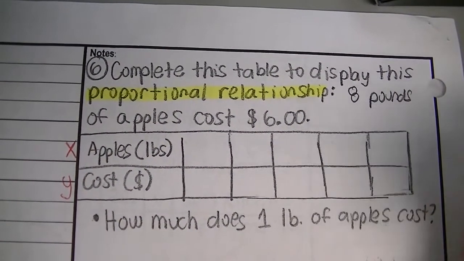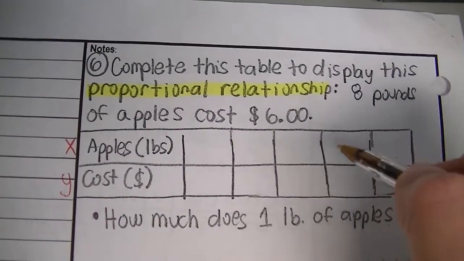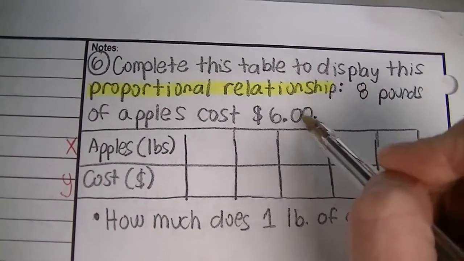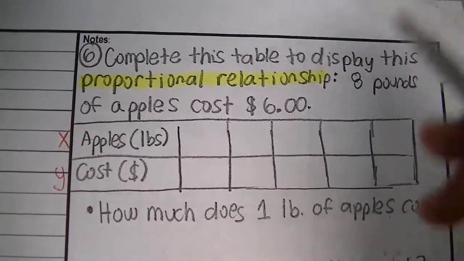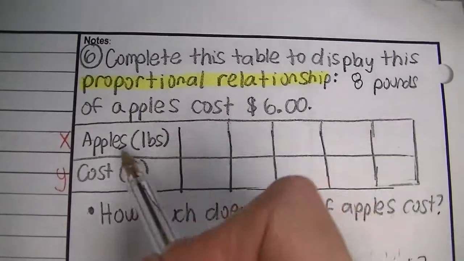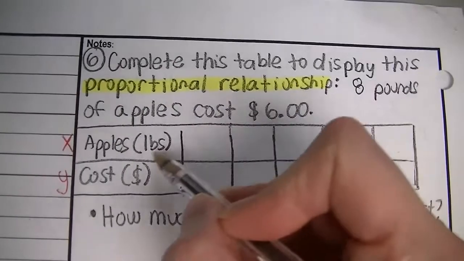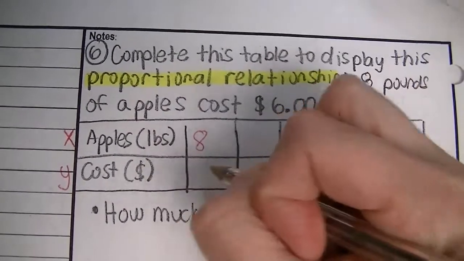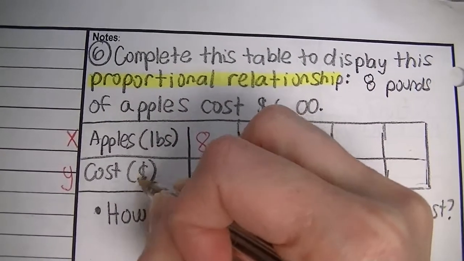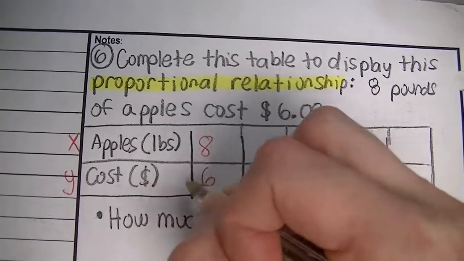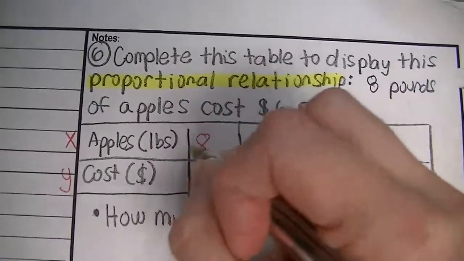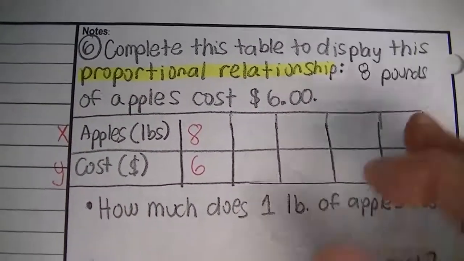Now your table could look different than mine, but your table should have this in it, okay? But you might have different values in it based on which numbers you choose for the apple pounds. All right, so there's 8 pounds of apples, and that would cost $6. I don't need to put the dollar sign because it's already indicated right here that this is represented by dollars and this is represented by pounds, okay?